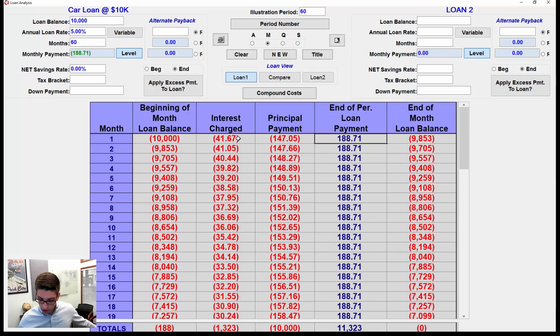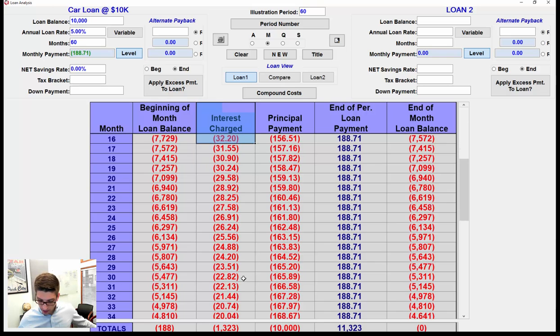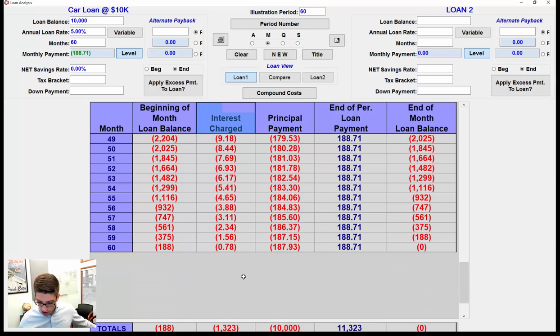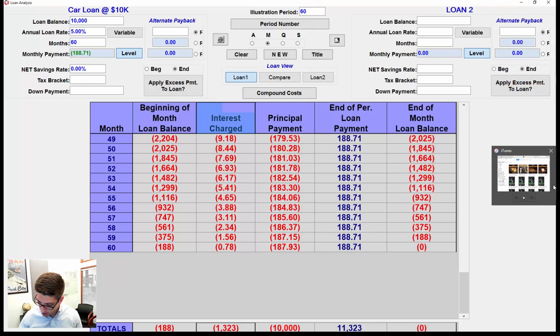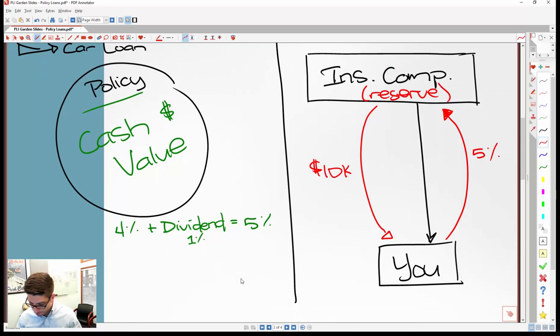We have the $188. Now, the column I want to look at here is this interest charged. We're going to add up all of this interest and say, how much interest did you pay on this policy loan? And if you take a look at the number here at the bottom, that total amount is $1,323. Okay, so let me come back here to my tablet. And let's write in here $1,323 is the total interest paid on that policy loan.